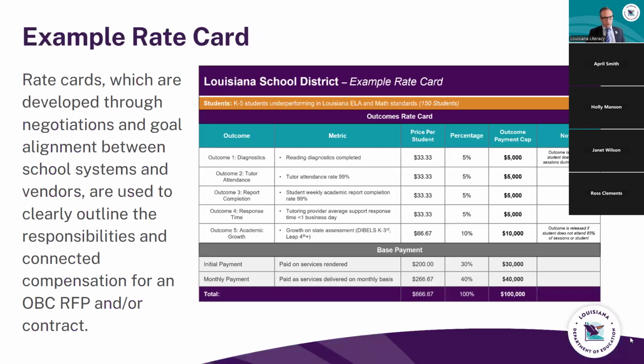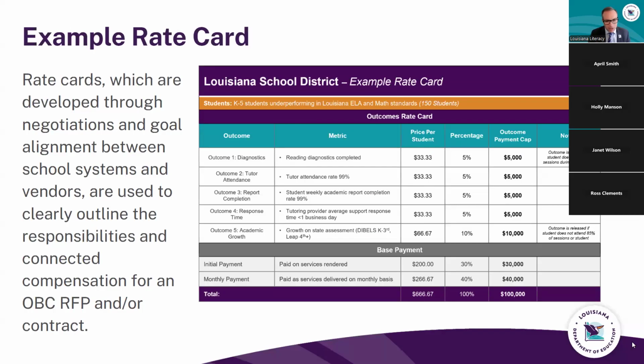All right, one of the tools we'll use, as mentioned previously, is a rate card. Rate cards are negotiated between the school system and the vendor and are used to clearly outline the responsibilities related to the OBC. As we look more closely at this example rate card, it's important to note that the outcomes listed here are based on case studies in other systems, and systems may opt to focus on different outcomes.